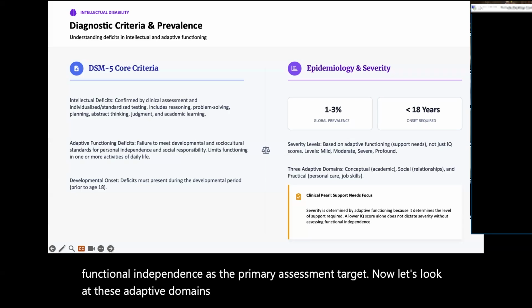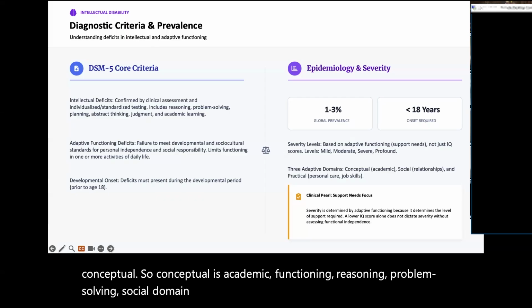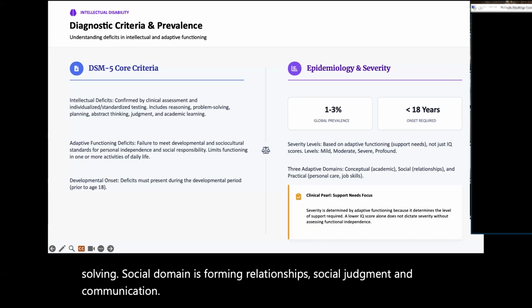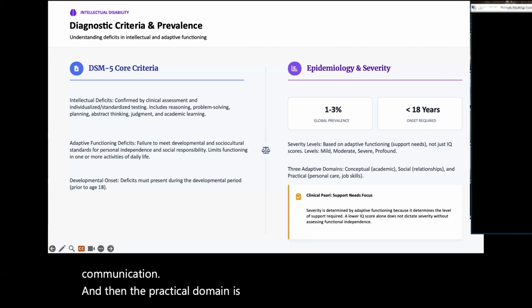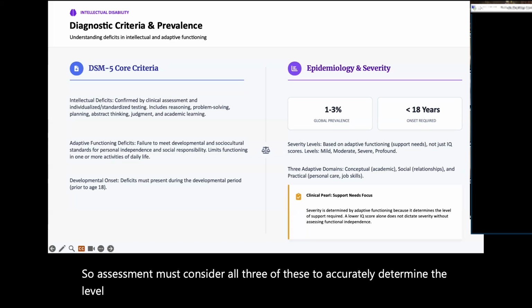Adaptive skills fall into three domains. Conceptual. Conceptual is academic functioning, reasoning, problem solving. The social domain is forming relationships, social judgment, and communication. And then the practical domain is personal care, daily living tasks, job skills. Assessment must consider all three of these to accurately determine the level of support that's required.